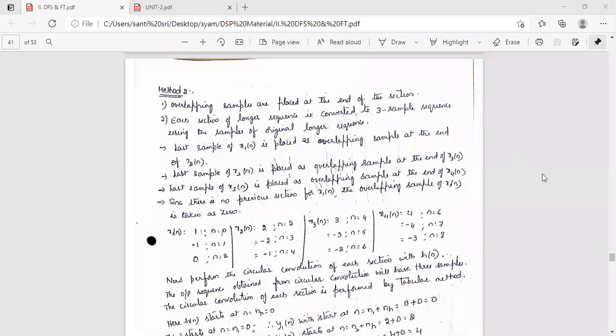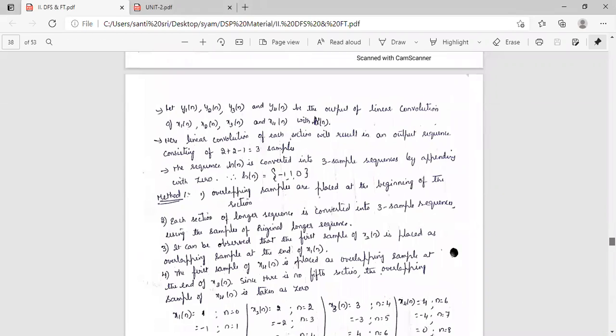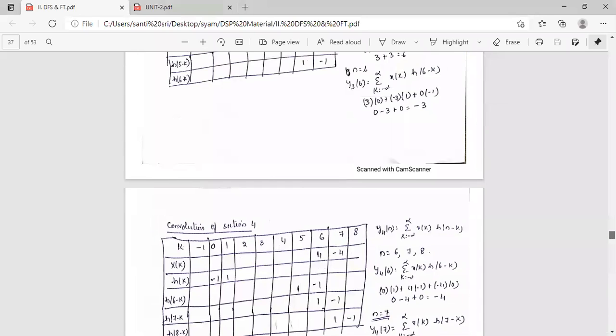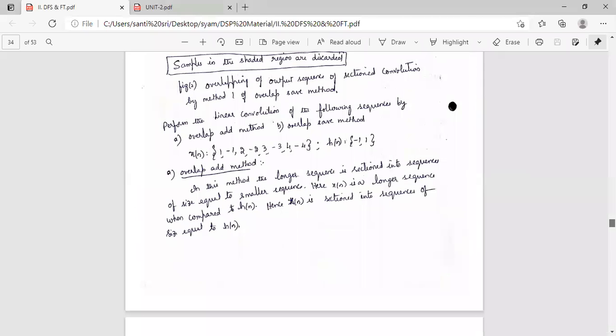If we take the overlap add method, what have we done? Here two sequences are given, x of n and h of n. Here the size of x of n is 6 and h of n is 2.